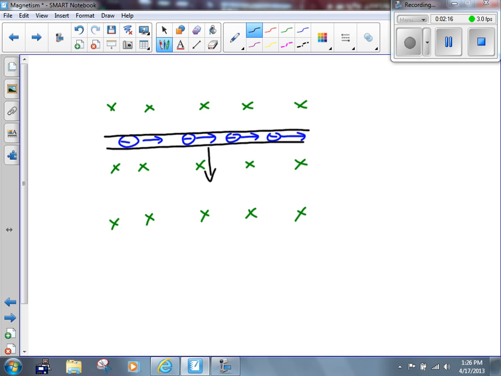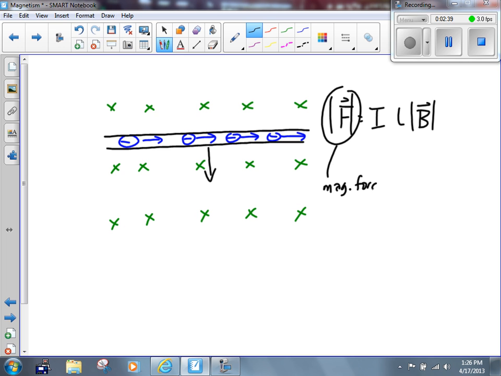How do we figure out what the magnitude of that force is? Well, we introduced that last Friday when we talked about the lab. The force that acts on this wire is going to be equal to I times L times B. What's F stand for? The magnetic force, right? And it's going to be measured in newtons. What does I stand for? Patrick? I stands for the amps, or the electric current.